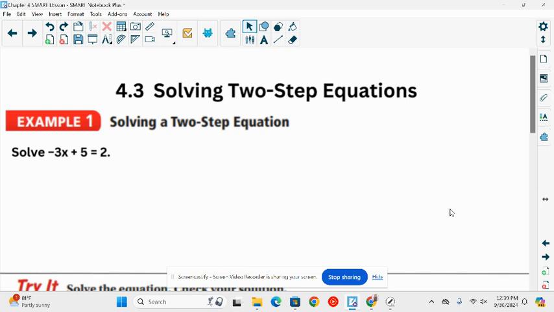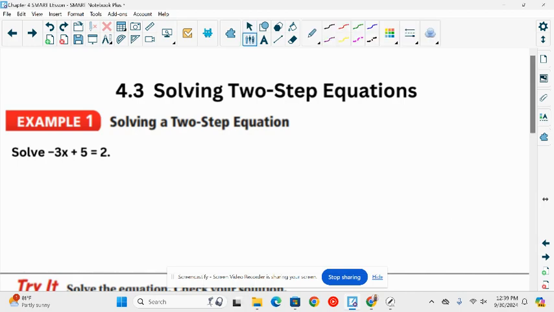Right, so we're talking about 4.3. You need notes altogether. It's the same process that we've been doing, but the last two sections were one-step equations, and these are two-step equations. So it's important to really write things down at this point and not just do them in your head.